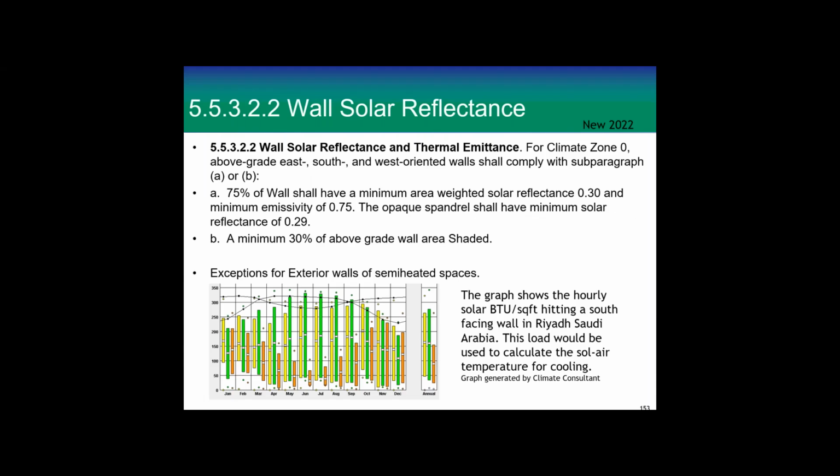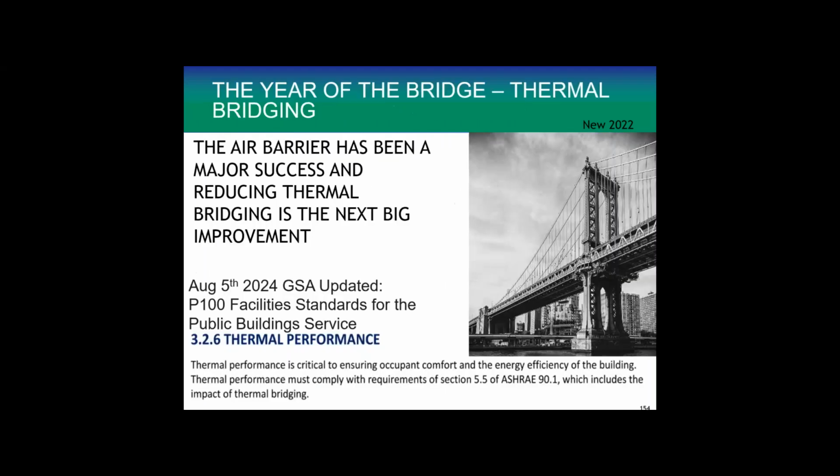So, wall solar reflectance. Now, we've never done wall solar reflectance. We've always had roof solar reflectance, but this is a test, I guess, and it's only in climate zone 0. I think it'll move up to other climate zones, but right now, where the sun is such a big factor in the Middle East and places like that, we have a requirement so that you don't paint your building black or something like that. So we have a solar reflectance requirement for those buildings.